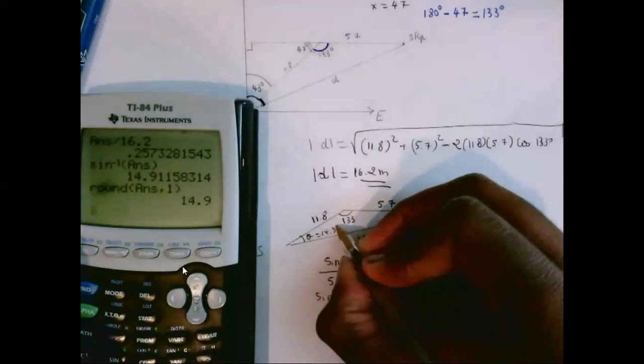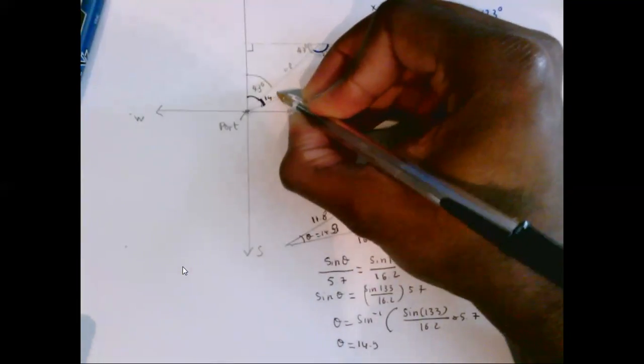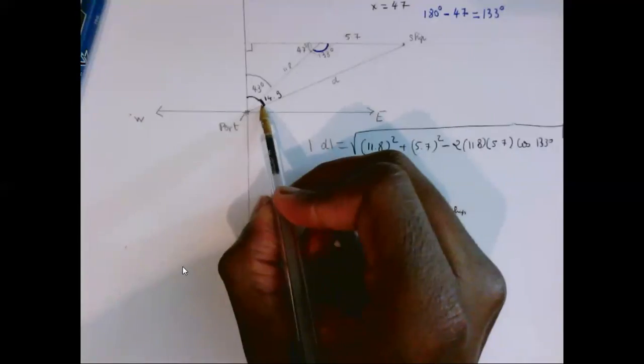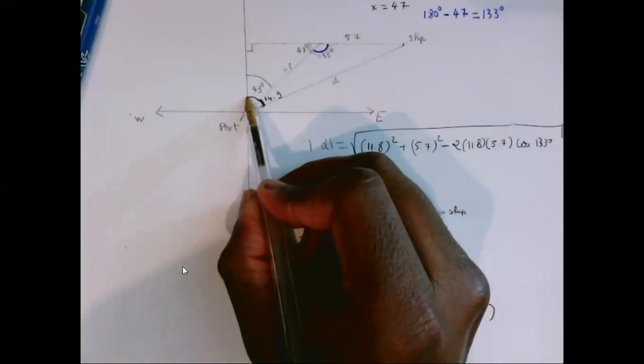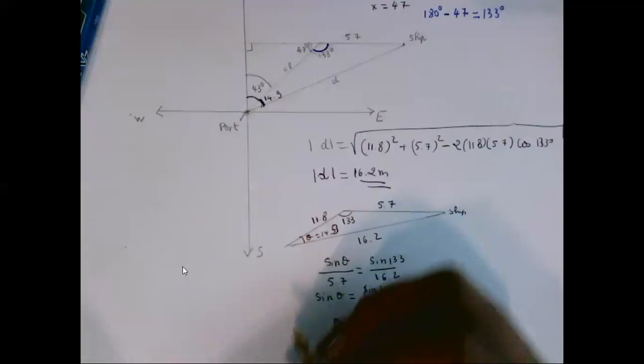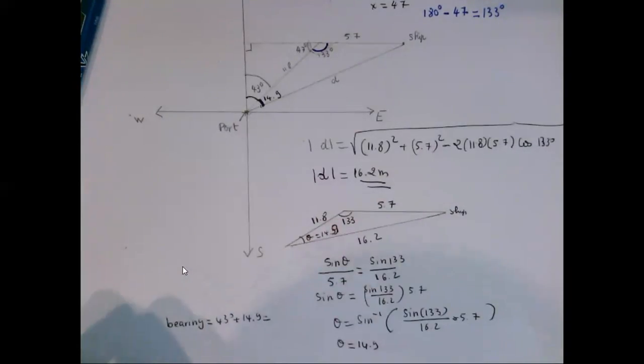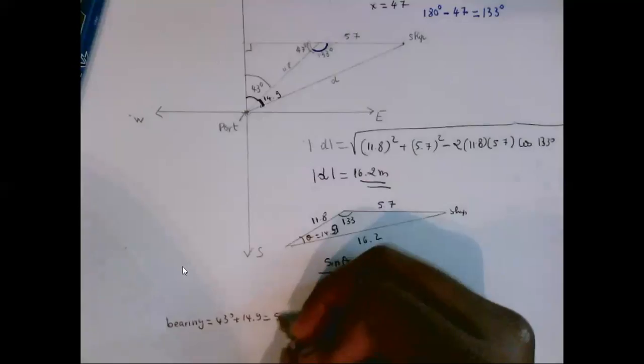So the bearing from the port, from here to here, will be 43 plus 14.9. So the bearing equals 43 degrees plus 14.9, which is equal to 57.9 degrees. And that's my final answer. So that's the bearing. So that's how you solve this kind of problem.